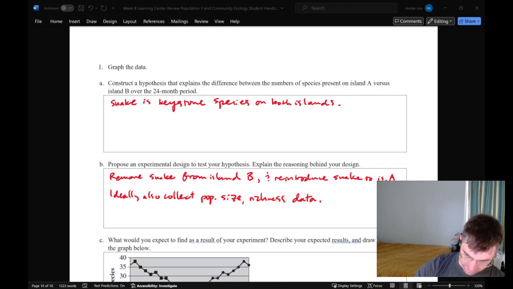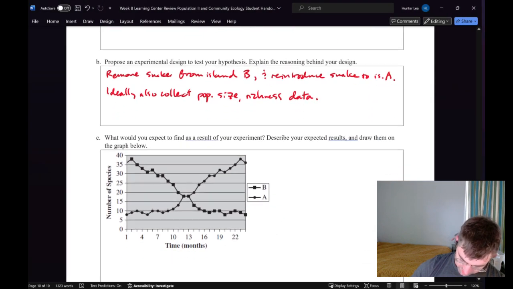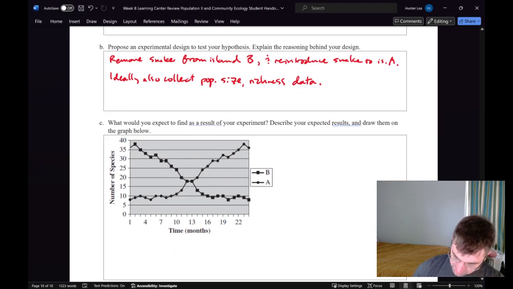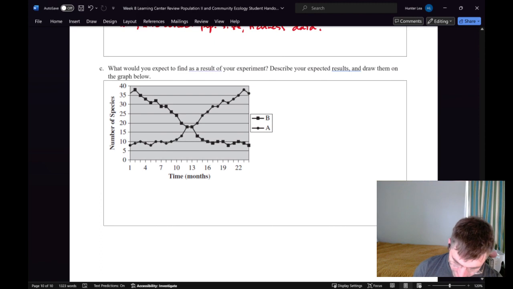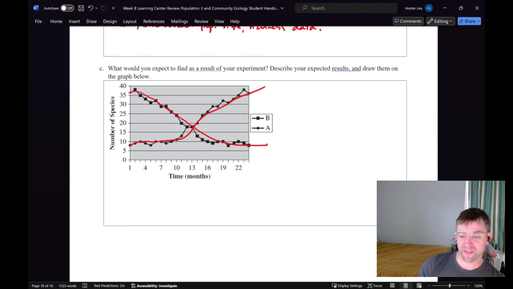What would you expect to find as a result of your experiment? Describe your expected results and draw them on the graph below. So we've got a possible graph here. With reintroduction, we ideally saw a return of species to Island A, and when we took them away from Island B, we saw that precipitous decline, indicating that yes, snakes are in fact a keystone species on both islands.